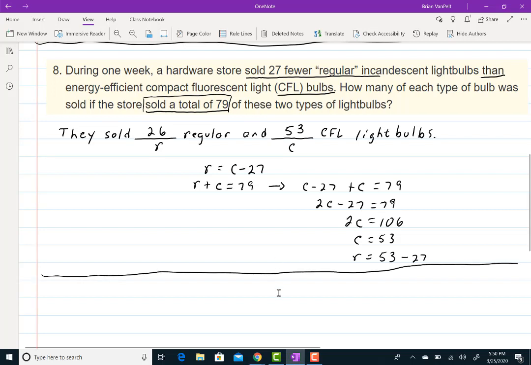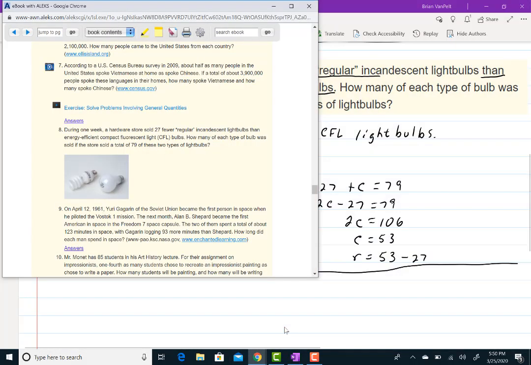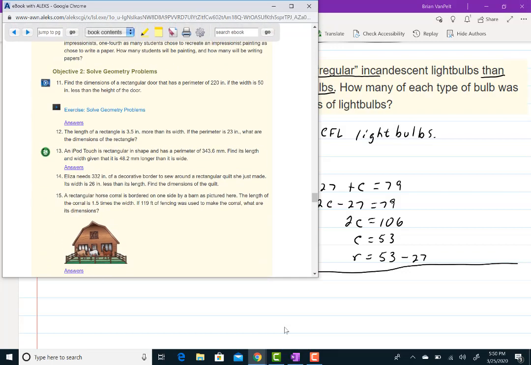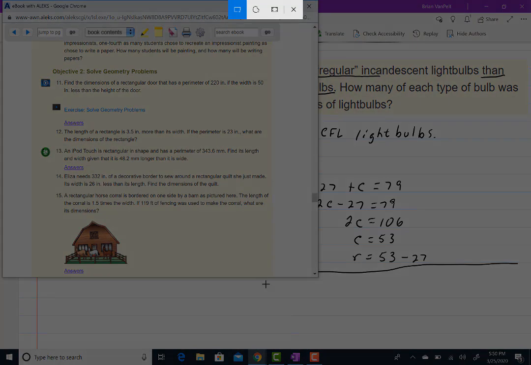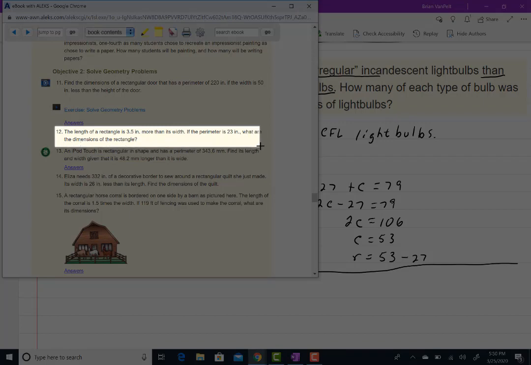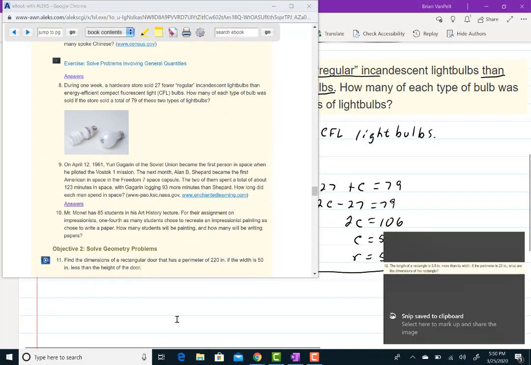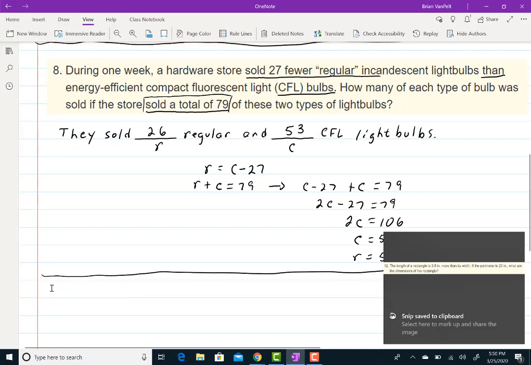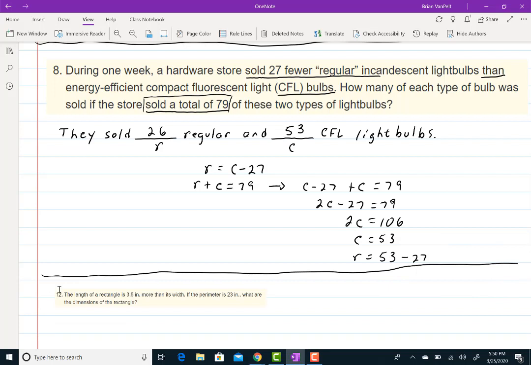For our next one, I want to grab number 12 out of the book. These are what they call geometry problems. Each one of these sort of has a subtitle for what they are. And geometry problems usually involve triangles or rectangles or circles or squares or something like that. This one I see does nothing but a rectangle. And let me increase the size of this.